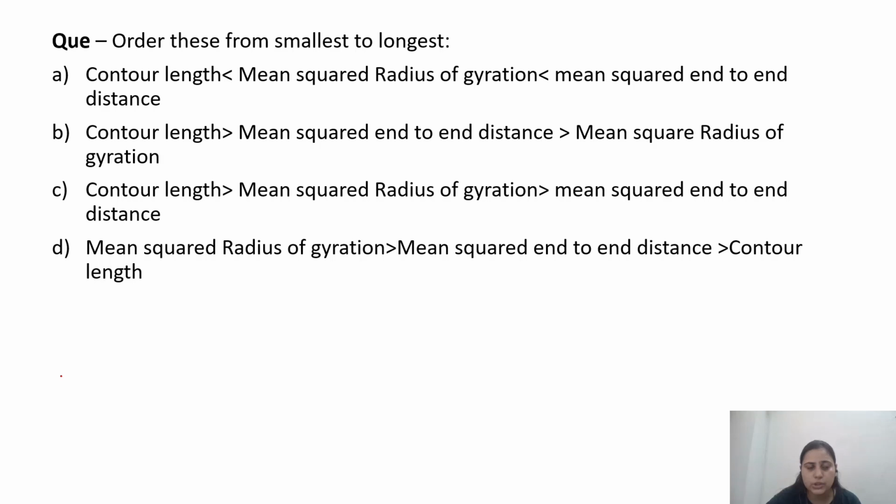Option C says contour length is the maximum, afterwards mean squared radius of gyration, and least is the mean squared end-to-end distance. Option D says mean squared radius of gyration is the maximum, afterwards mean squared end-to-end distance, and smallest is the contour length. So we need to arrange these polymeric chain dimensions in the correct order. Any idea, any guesses which option should be correct?